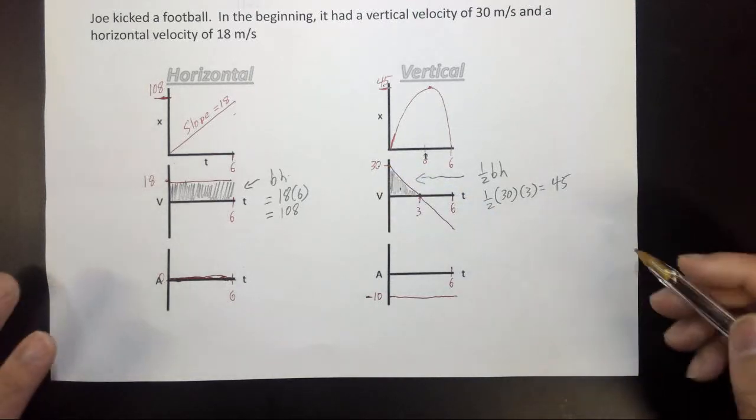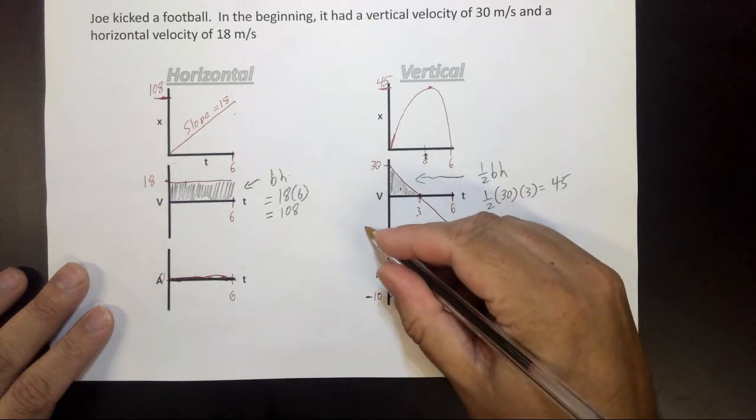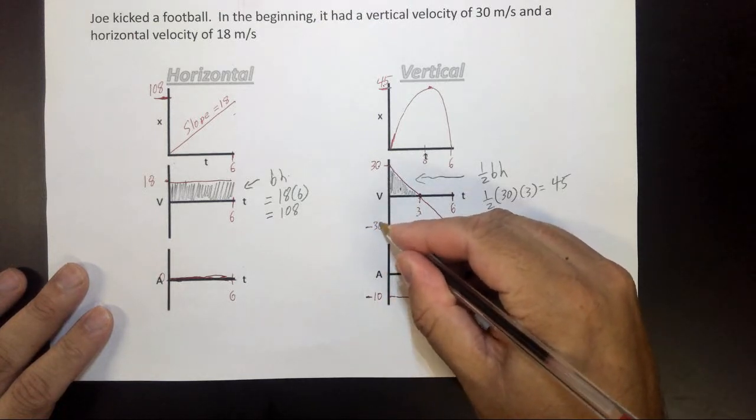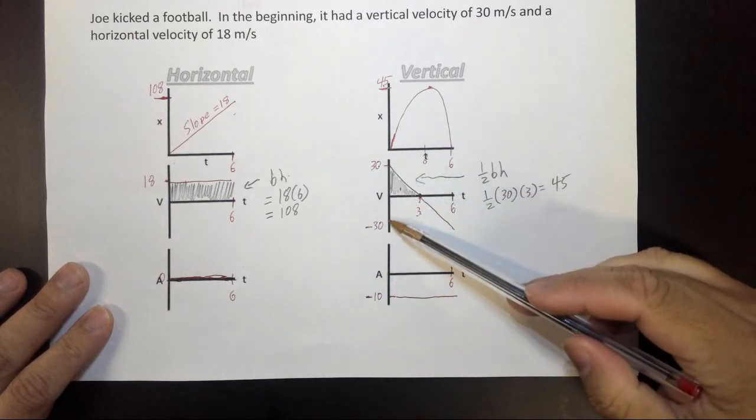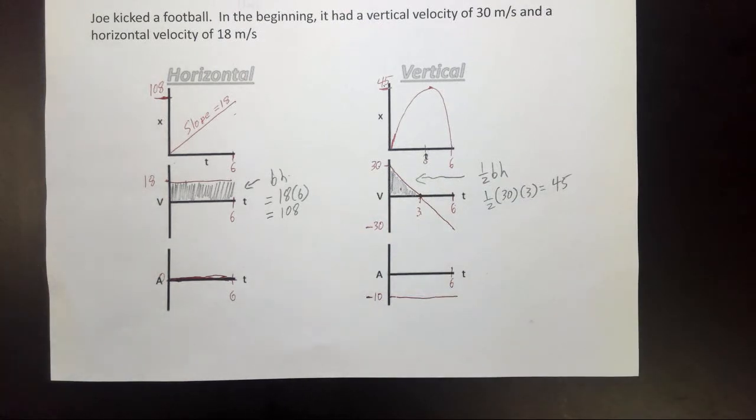Okay, one more thing, ending velocity. This thing vertically would have come down the same speed but different direction, so you put a minus 30 right there. Okay, so now we have all the numbers filled out, and hopefully you have a better idea of how to do these.